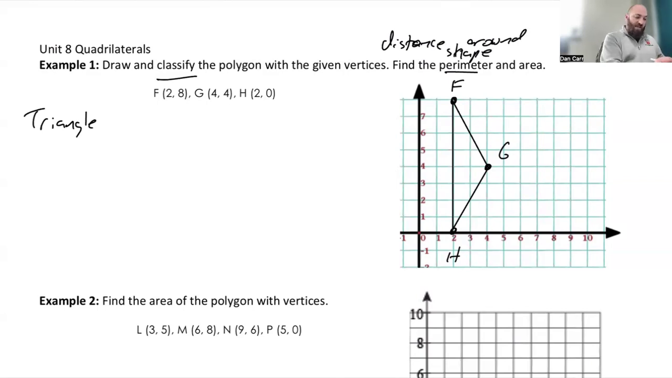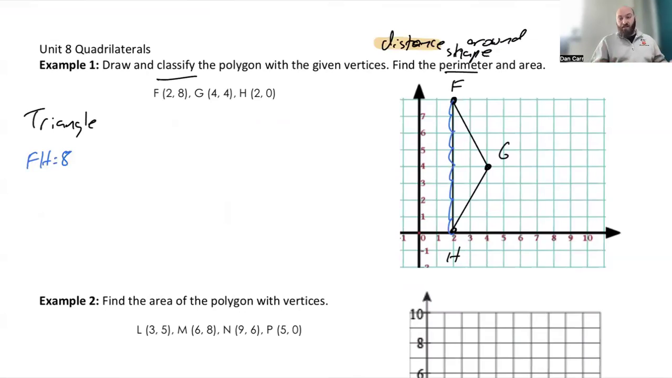Well, because of the key word there, which is distance, I'm going to find all of my distances, meaning I'll start with the easy one. If I look at this side here, I just count up the spaces. It's a vertical line, that's easy. So that's going up from 0 to 8. So I'm going to say that FH is equal to 8.